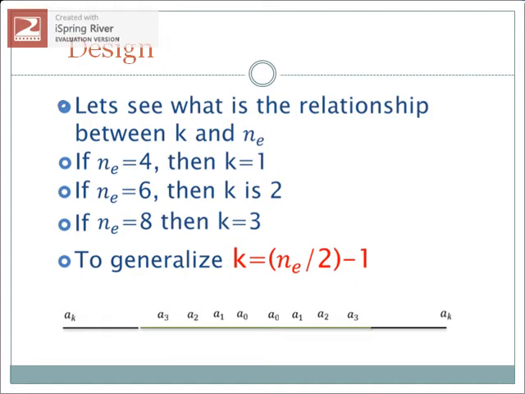In general, we can write K is equal to NE by 2 minus 1. That is the expression. K is equal to NE by 2 minus 1. That is the relation between K and NE.